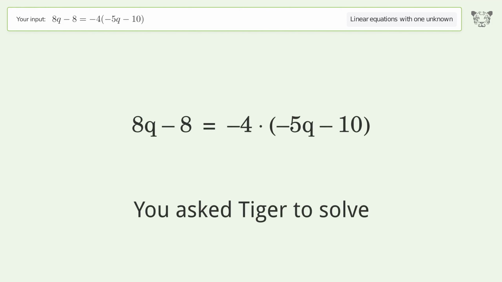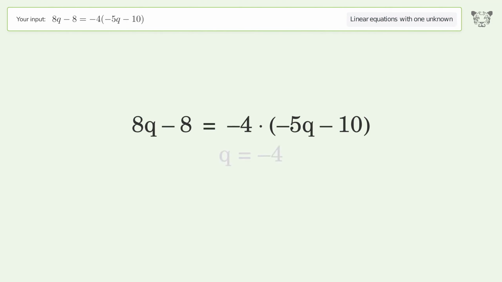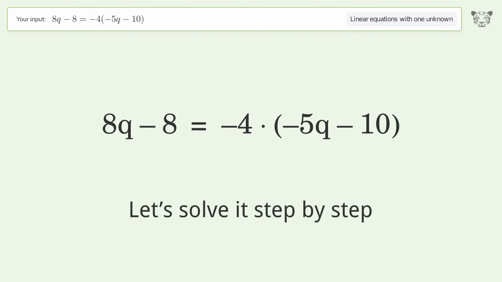You ask Tiger to solve. This deals with linear equations with one unknown. The final result is q equals -4. Let's solve it step by step.